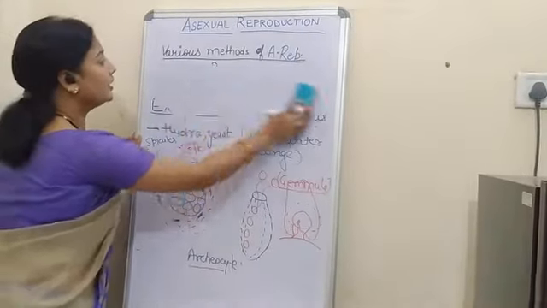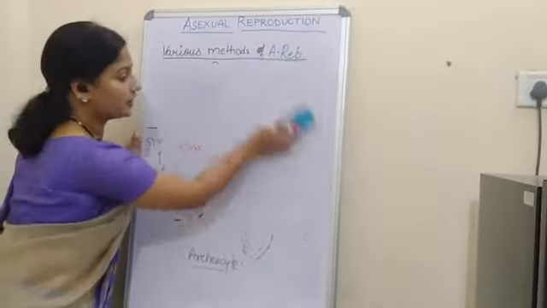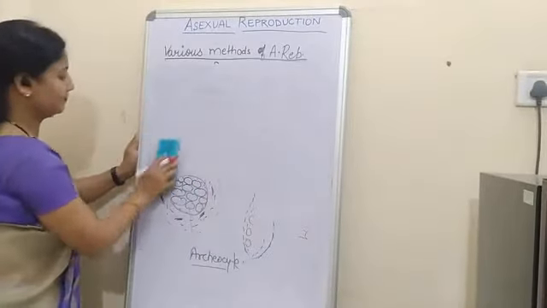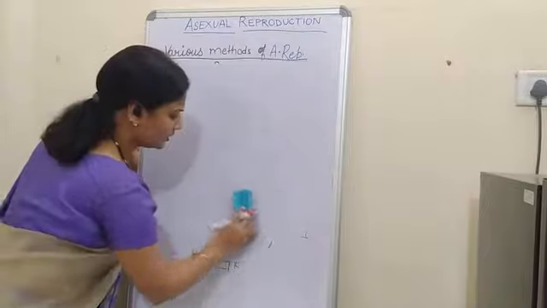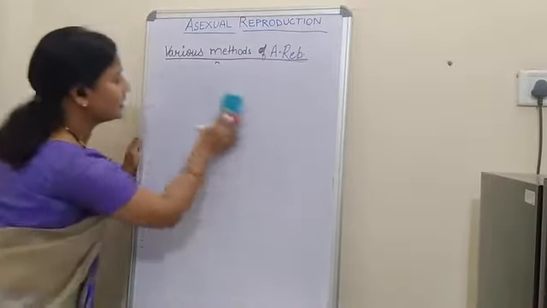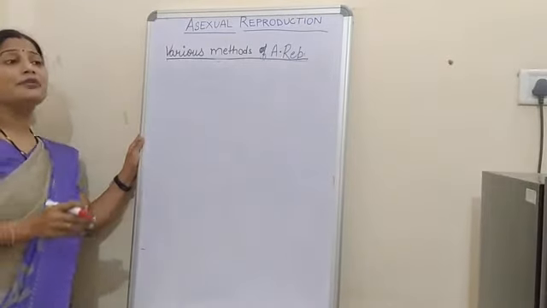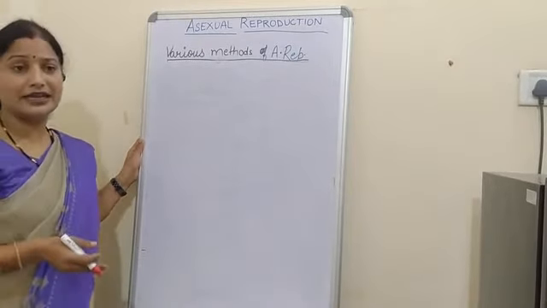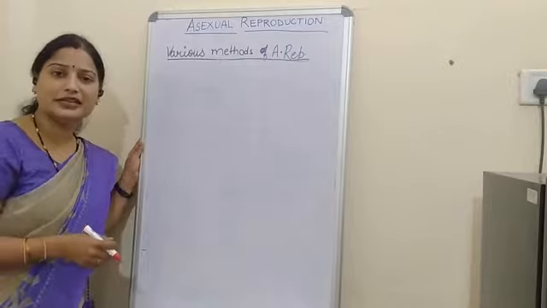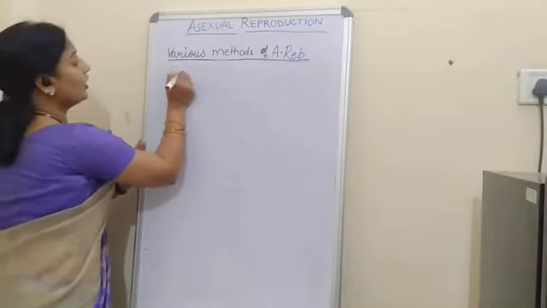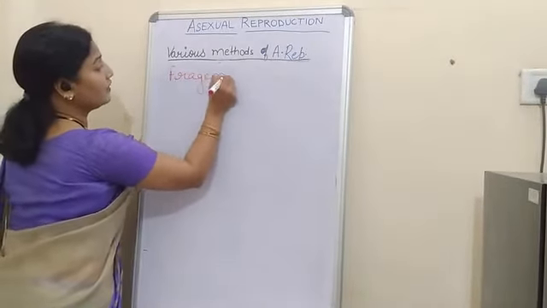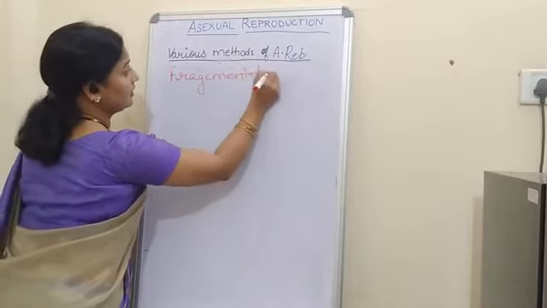Now our third method of reproduction is fragmentation. Fragmentation is most common in lower organisms, like lower plants such as algae, and lower animals such as planaria. What happens in case of fragmentation?